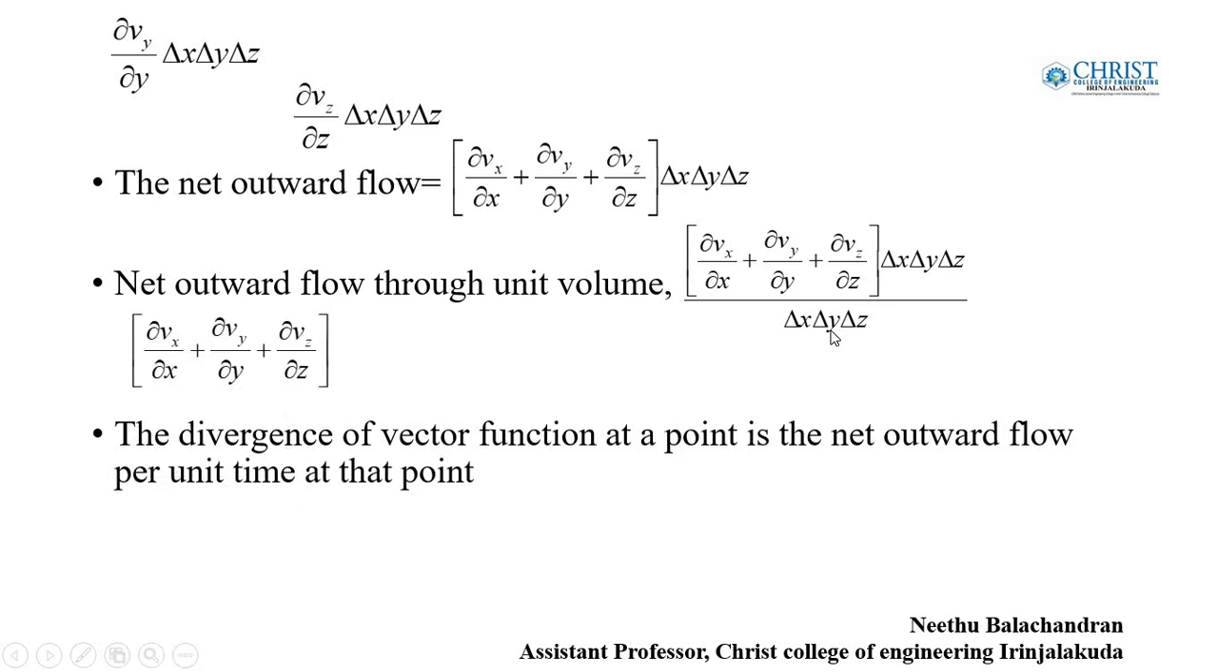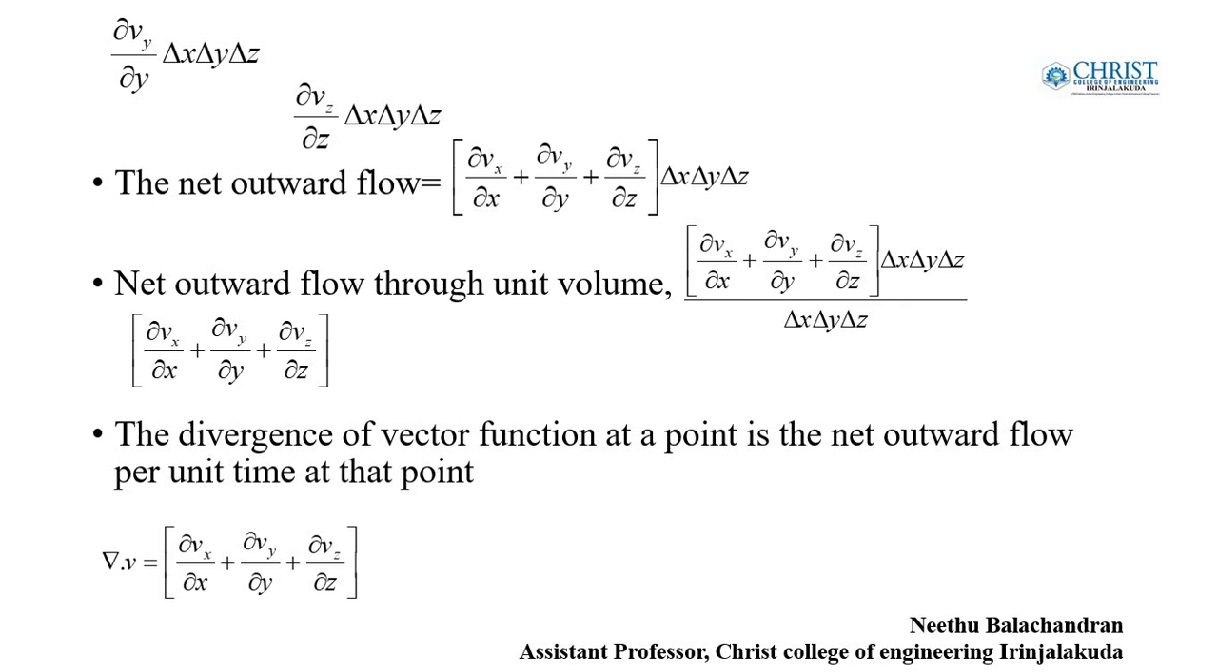So we get the net outward flow as the change in Vx with respect to x plus the change in Vy with respect to y plus the change in Vz with respect to z. That quantity represents the divergence. So the divergence of a vector function, whether it is the fluid flow or any field, represents the net outward flow through unit volume. The divergence of a vector function at a point represents the net outward flow per unit time at that point. That is the physical significance of divergence.